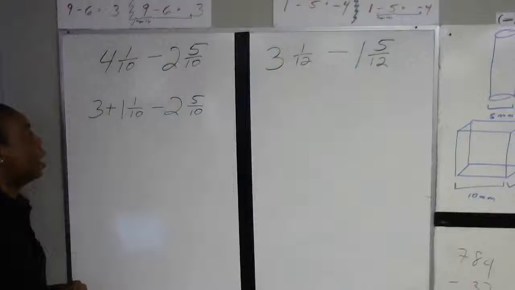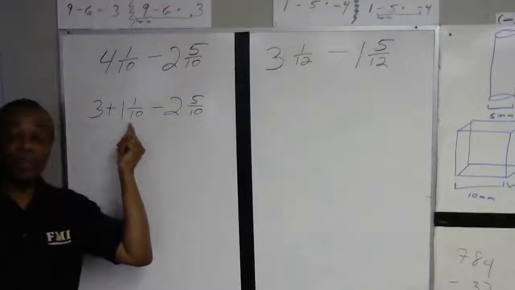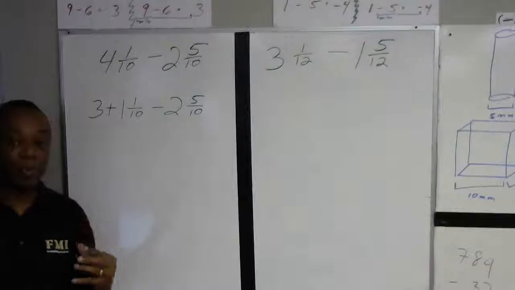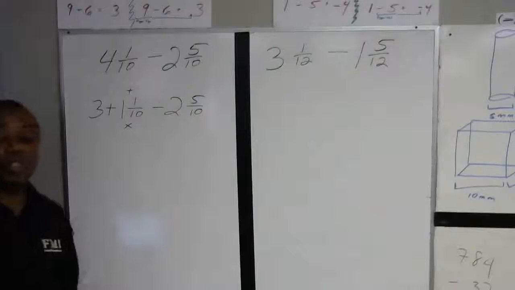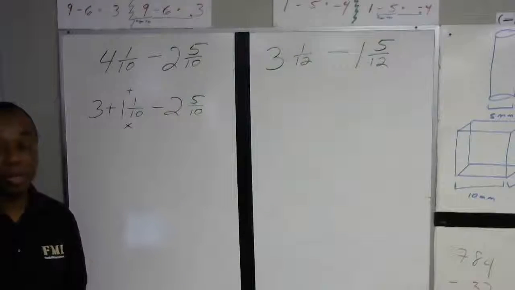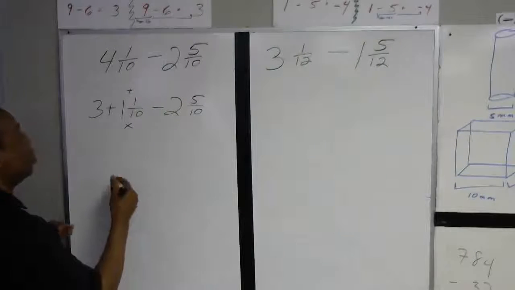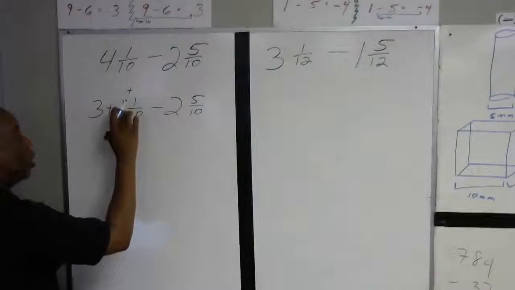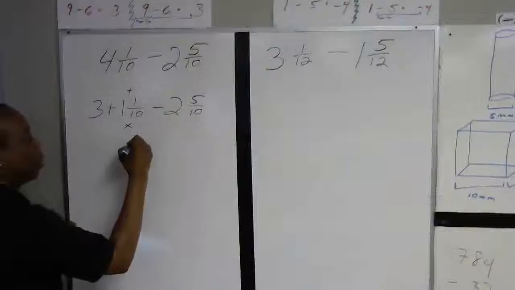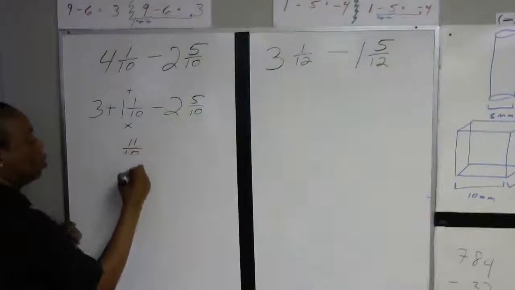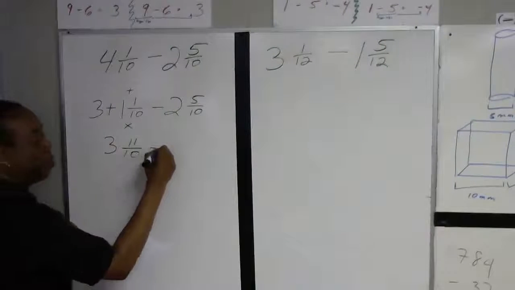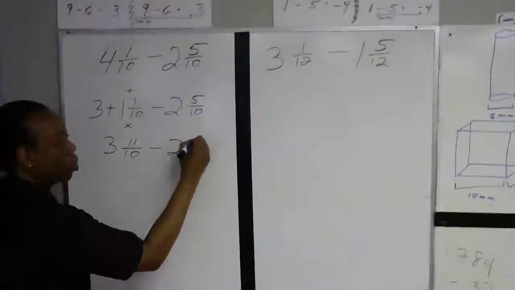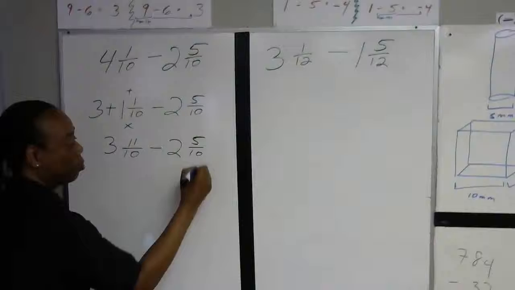Now, I'm going to turn this mixed number right here into an improper fraction by multiplying and then adding. So 10 times 1 plus 1. 10 times 1 is 10, plus 1 more is 11. So that's 11 all over 10. And I'm going to bring down my 3, bring down my negatives, my 2, my 5, and my 10.